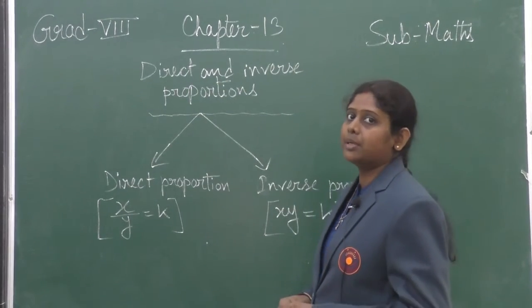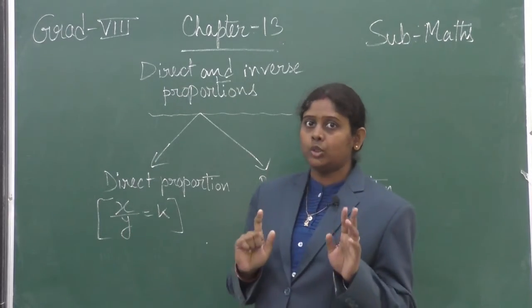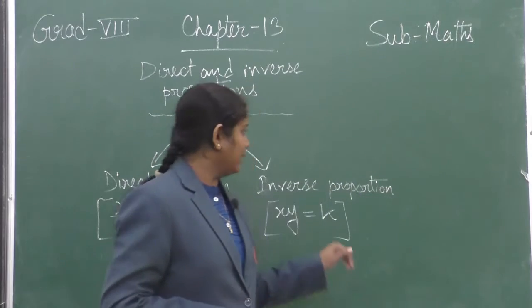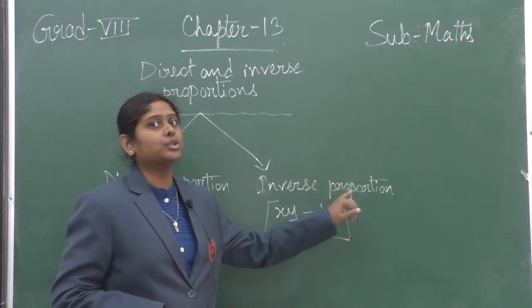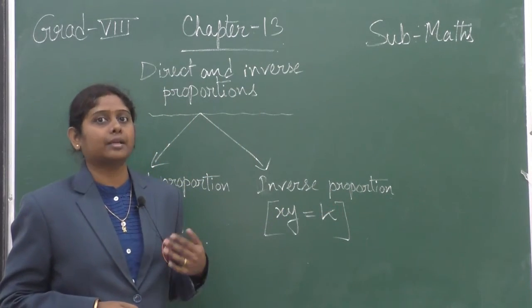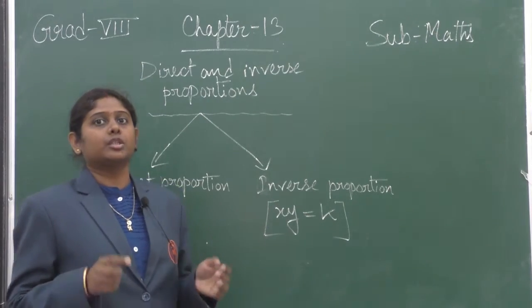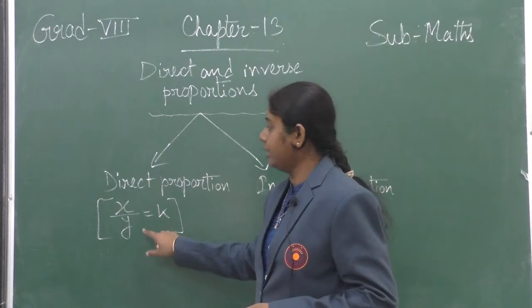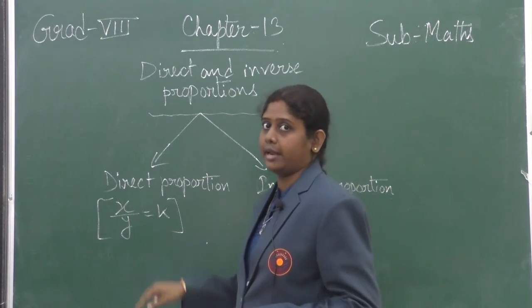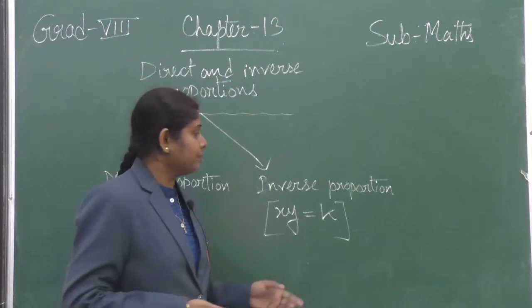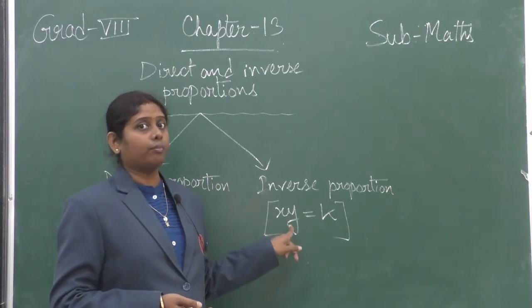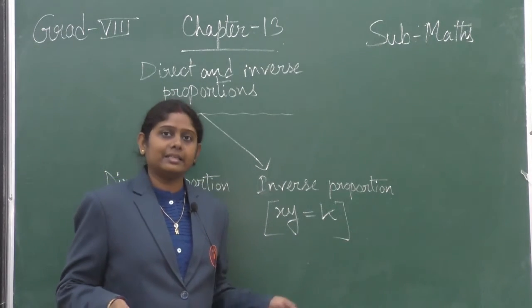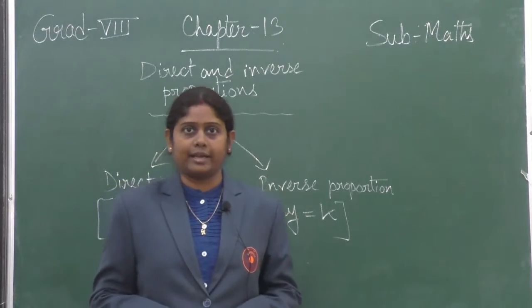So in this chapter we have learned only two topics, that is direct proportion and inverse proportion, which we can call an indirect proportion also. So direct proportion means the ratio of the variables should be constant, and inverse proportion means the product of the variables should be constant. Let us check the chapter once again.